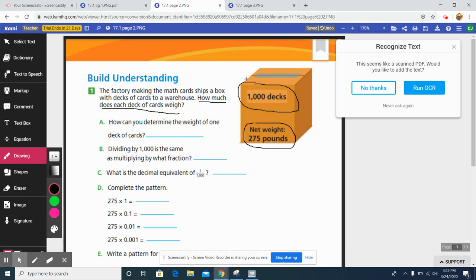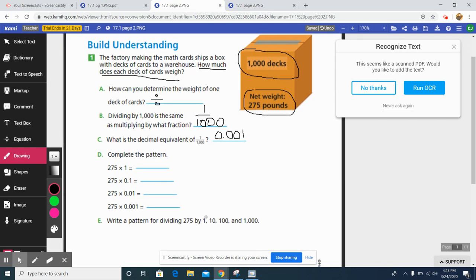Well, we have a whole and we want to divide it into groups. So what are we going to do? We're going to divide. Okay, so dividing by 1,000 is the same as multiplying by what fraction? Oh, who remembers this? Remember, 1 divided by 1,000. That's the same as dividing by that fraction. So what is the decimal equivalent? Well, we don't have any wholes. We don't have any tenths. We don't have any hundredths, and we have 1/1000th.